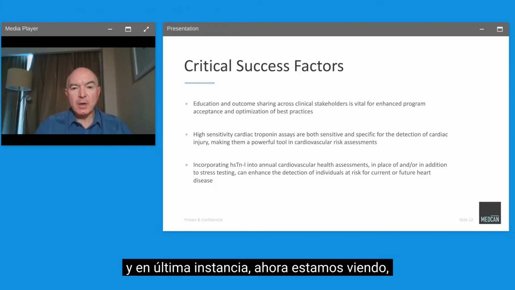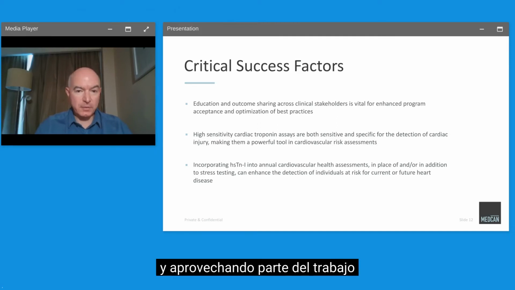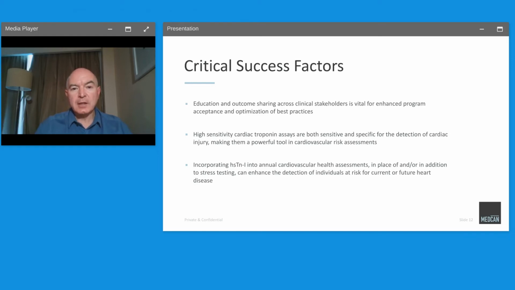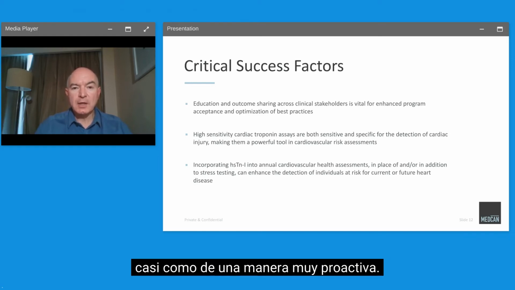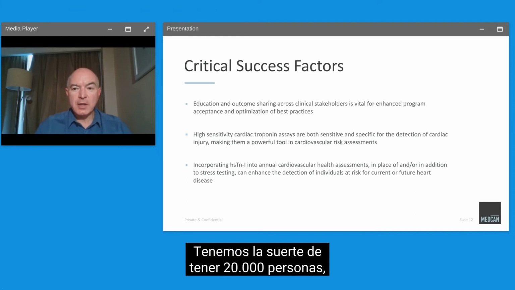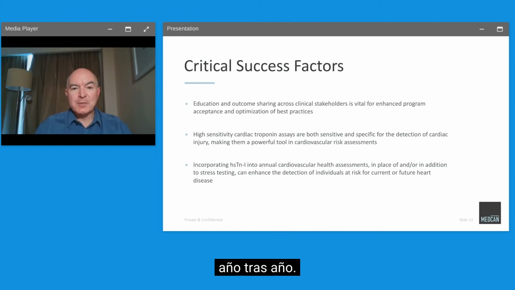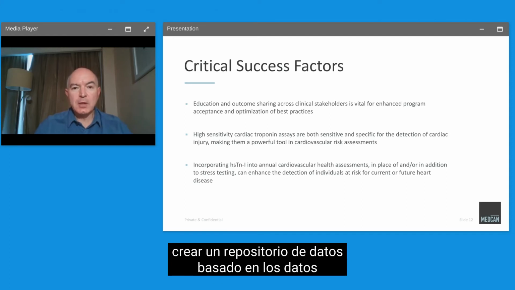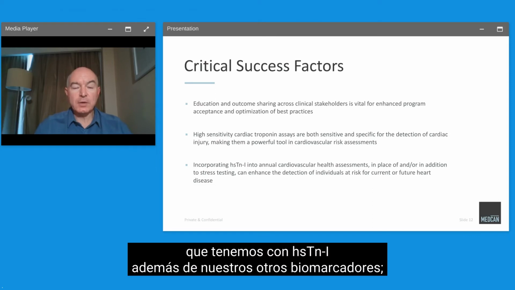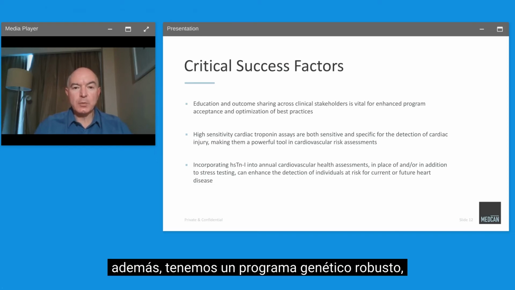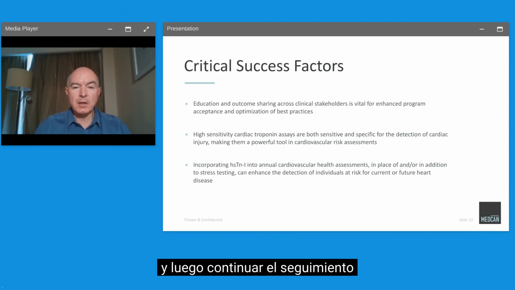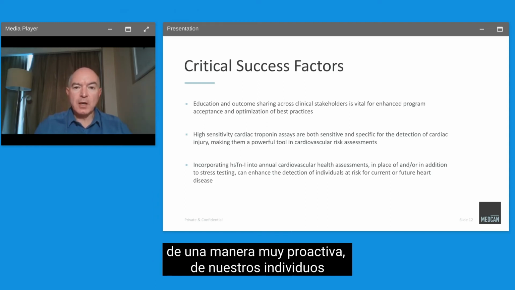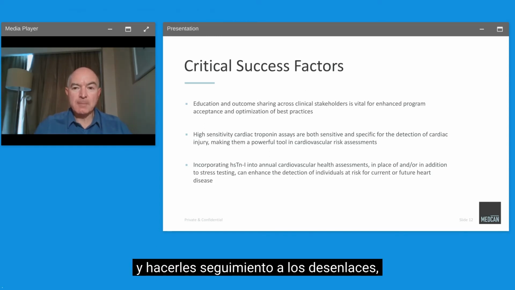And ultimately, now we are looking at and building on some of the work that we've seen in the earlier presentations. We are now thinking about this in a very proactive way. We're lucky enough to have 20,000 individuals, many of whom come back to us year after year. So we're very excited about creating a data repository based on the data that we're going to have with HS troponin I, plus our other biomarkers, plus we have a very robust genetics program. So we're going to be overlaying some genetics information as well, and then following our individuals in a very proactive way, following for outcomes, obviously all cause mortality as well as cardiovascular endpoints.